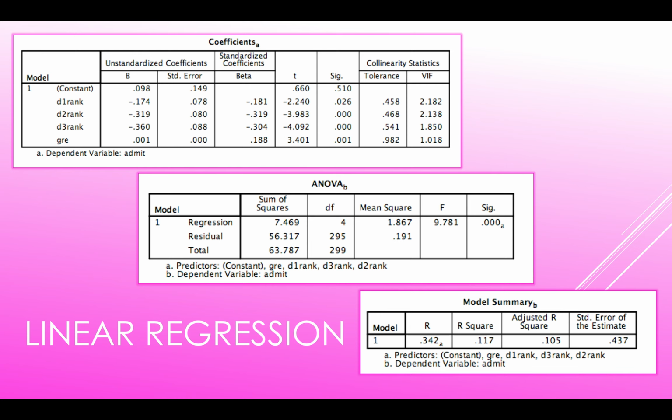First, looking at the R square number, this means that 11.7% of our variance accounts for admission. All T values for the rank levels are negative, which is not good and suggests that there is multicollinearity. The T value for GRE is high, and that's good because we want a big T and low standard error. The VIF value suggests there's no multicollinearity, and the standard error values are low, which is good.